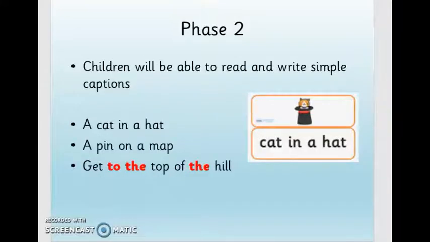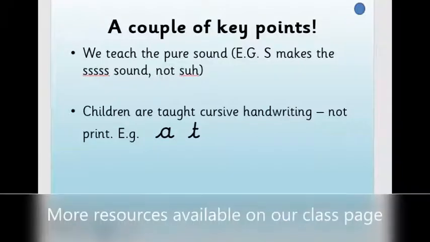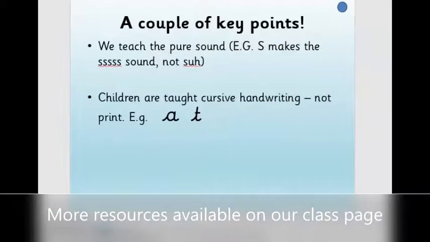Within Phase 2 phonics, once the children have learned all of these various sounds, camera words and keywords, they will then be able to access and read simple captions and sentences. They begin with quite simple captions, for example, a cat in a hat, and then they build up in difficulty with having camera words in them as well. We practice in school having a go at reading simple sentences like this and matching them to pictures to help children with their understanding.